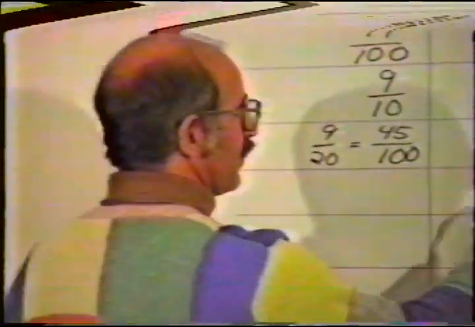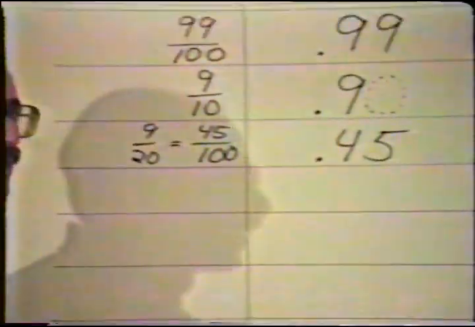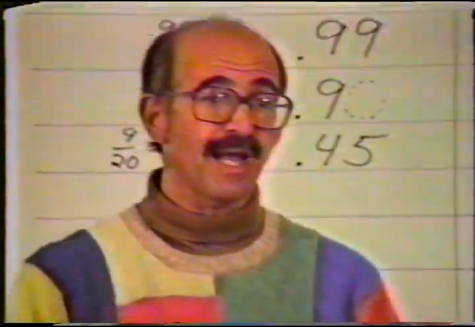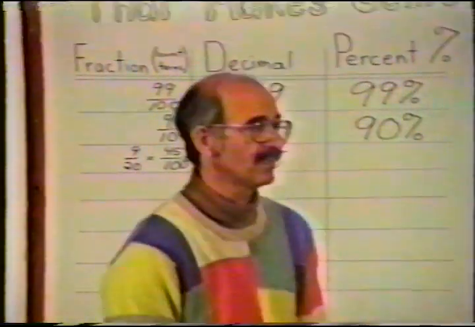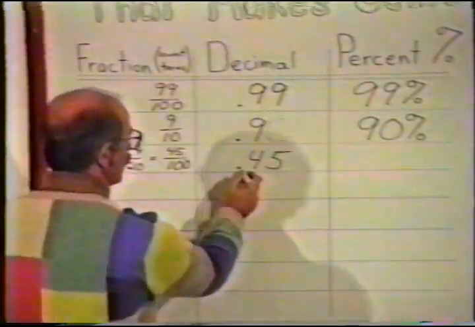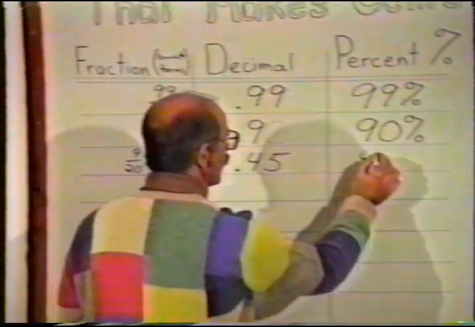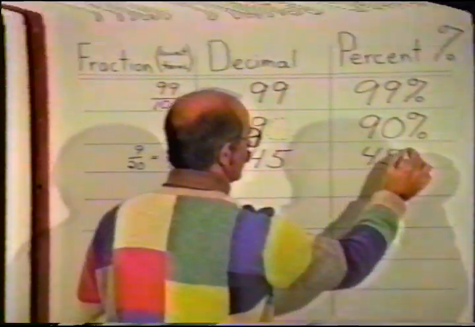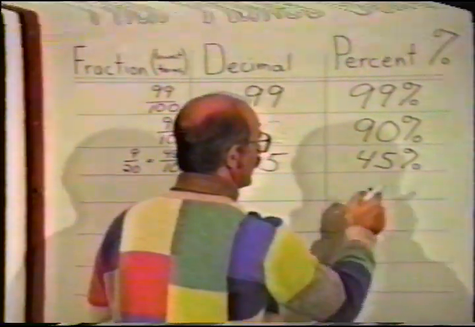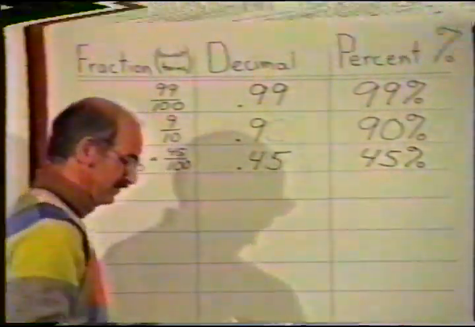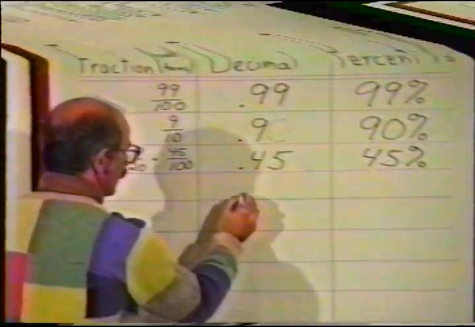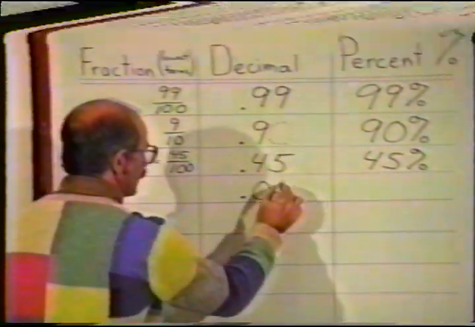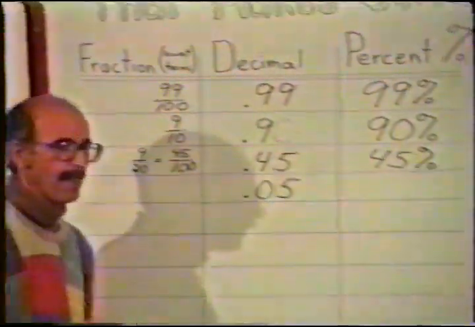We started out with 45 hundredths. We're going to move the decimal point to the right to change it into a percent. And how many places do we move it to the right? 2. 2 places to the right makes it 45. And we have to add the percent sign, and then it says what? 45%.